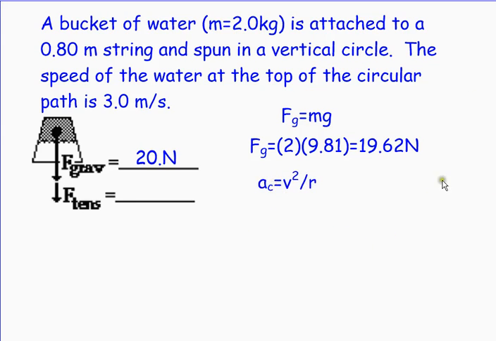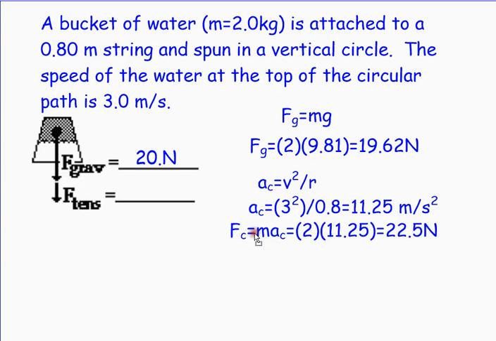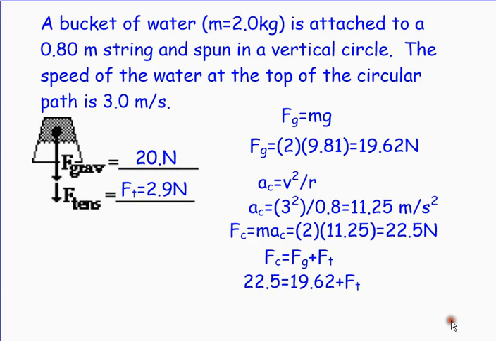So centripetal acceleration, v squared over r. V is 3, r is 0.8, so that gives me 11.25 meters per second squared as my centripetal acceleration, which I can now plug into my centripetal force formula and get 22.5. So my total centripetal force needs to be 22.5. But that centripetal force is made up of the gravitational force and the tensional force. So if we plug in what we had so far, 22.5 is my total centripetal force, 19.62 is my gravitational force. I can solve that for the tensional force, and I get 2.9 newtons.